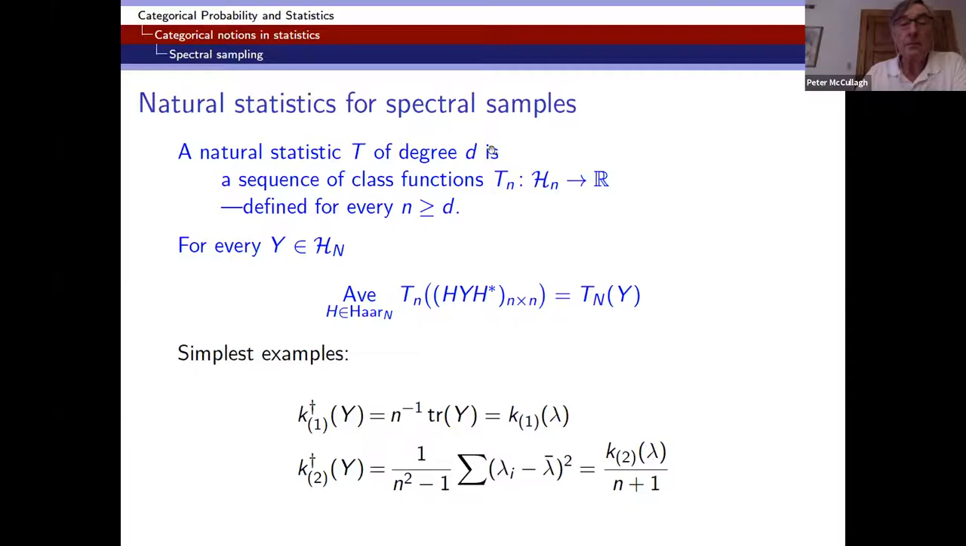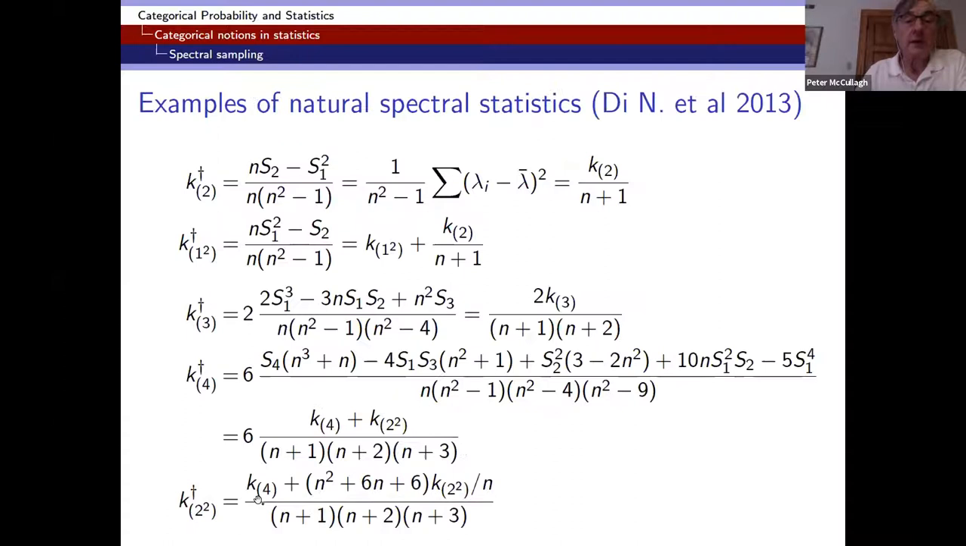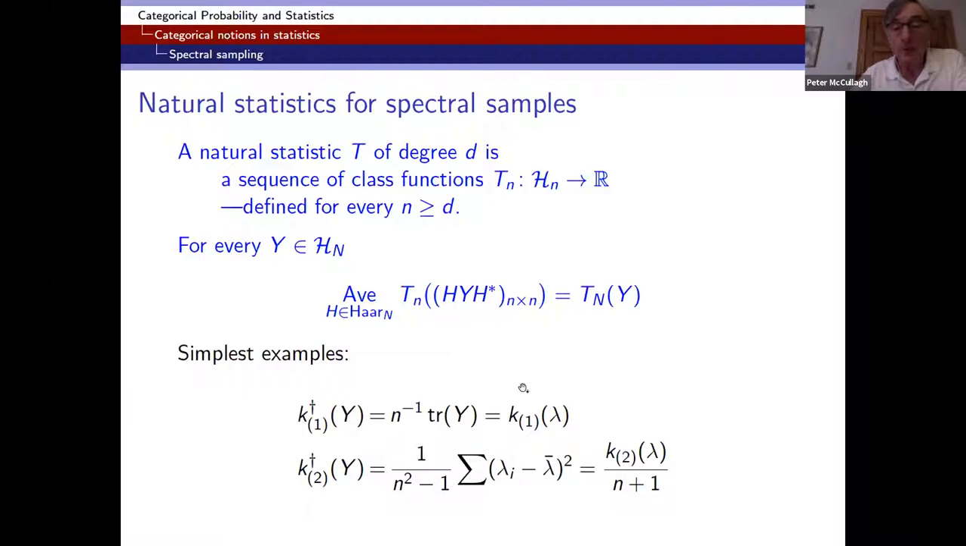There is another function of degree 2 that also has this property. So the set of natural statistics of degree 2 is a vector space of dimension 2. I'm not sure if I've got the second one, I don't have it written down. But there is one function of degree 1, or a vector space of dimension 1. There are two of degree 2. There are three of degree 3 and five of degree 4. And I will just show you what some of them look like. This one we've already seen.